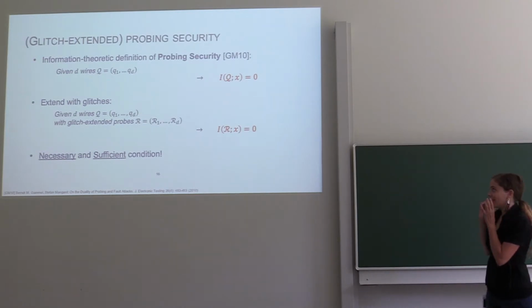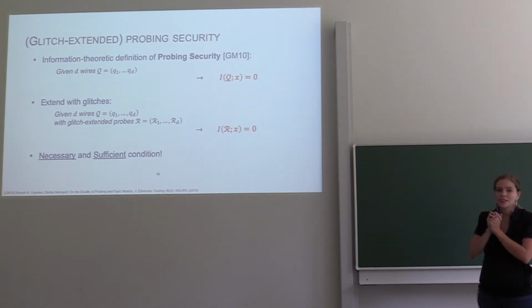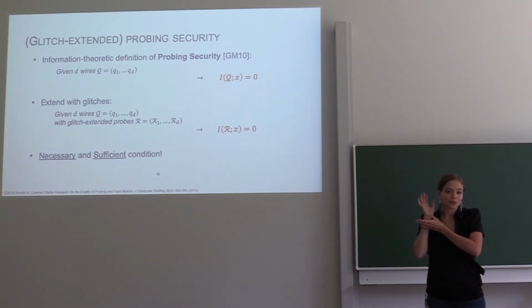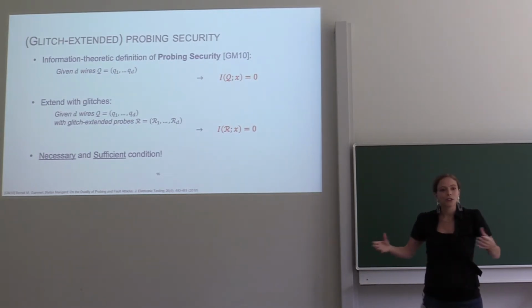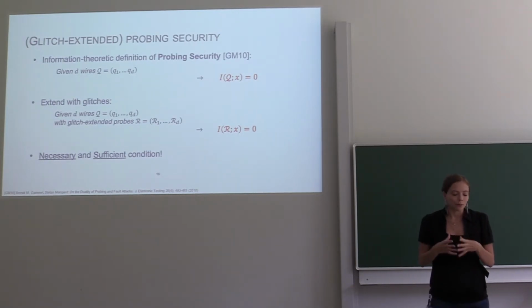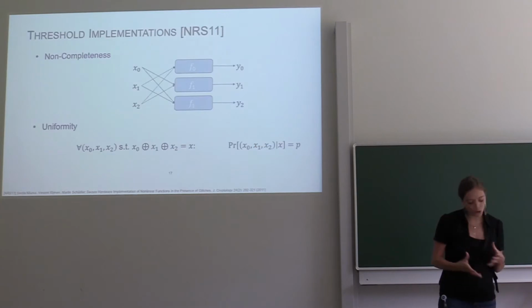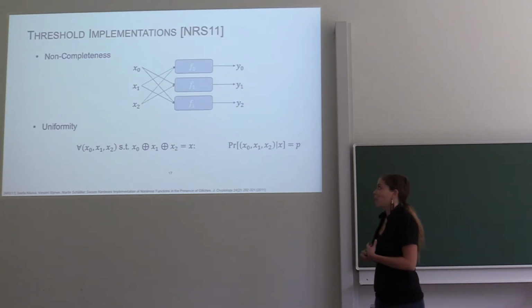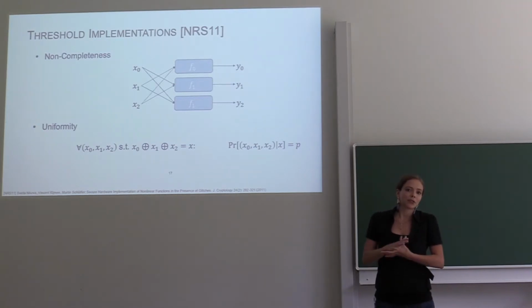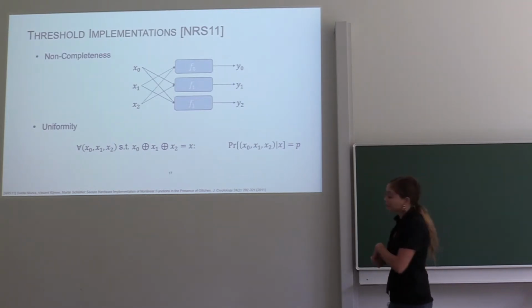So if you consider this definition being the same for glitches and no glitches, it's very simple, very short, and we're going to use this definition now and look at other security notions inside channels and kind of unify them under the same framework. When we're talking about hardware masking, we have to talk about threshold implementations because they were the first provably secure masking scheme in the presence of glitches.